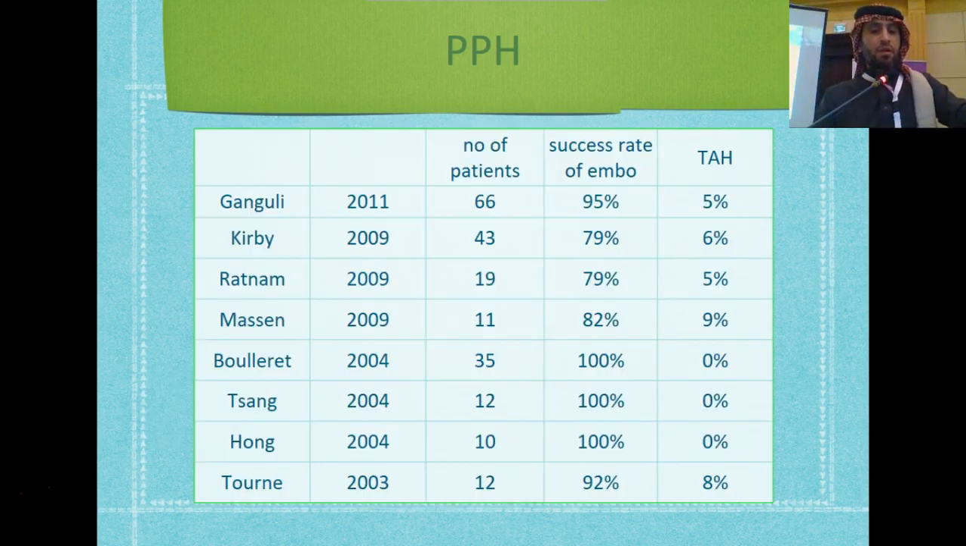In the literature, the success rate is very high, although some of the papers have small sample volumes, but they guide us to do more and more. The number of patients is increasing over the years, but the success rate is still very high. I think the success rate is increasing more and more because of the advancement in embolic technique.